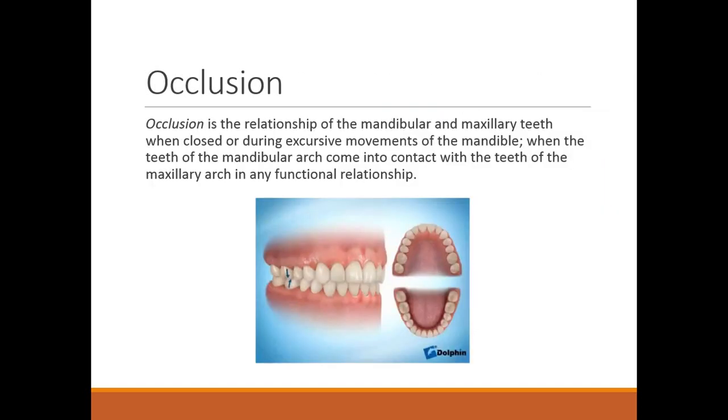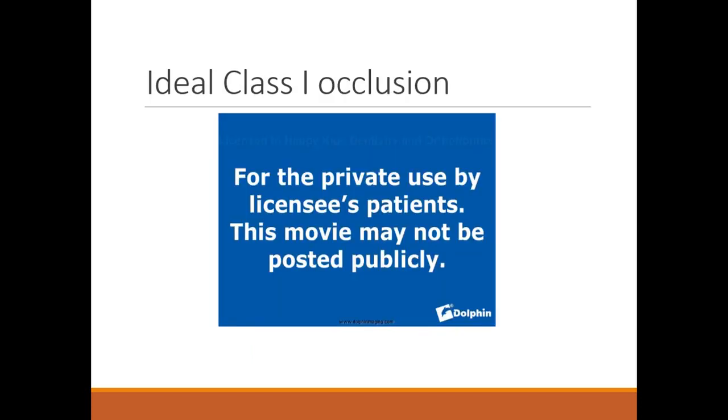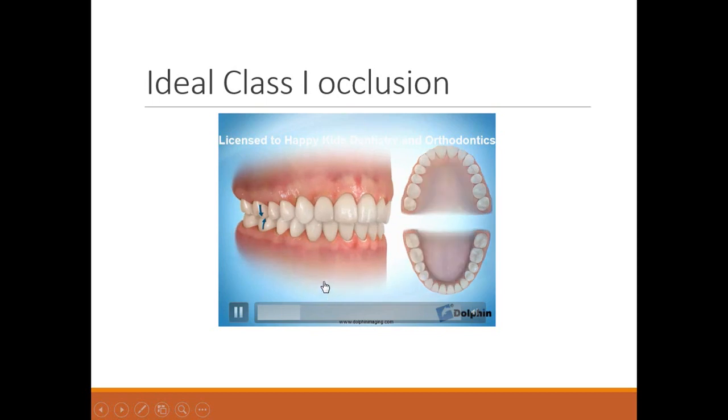Occlusion. Occlusion is the relationship of the mandibular and maxillary teeth when closed or during exclusive movements of the mandible, when the teeth of the mandibular arch come into contact with the teeth of the maxillary arch in any functional relationship. Ideal Class 1 occlusion. This is going to show us a little video of what Class 1 occlusion means. Pay close attention to how the molars meet up.